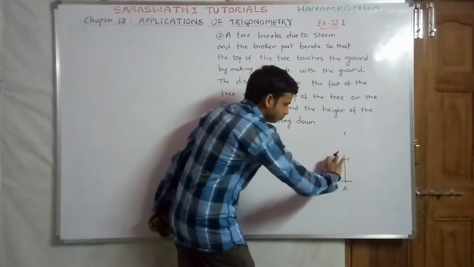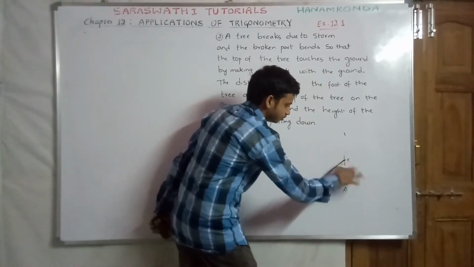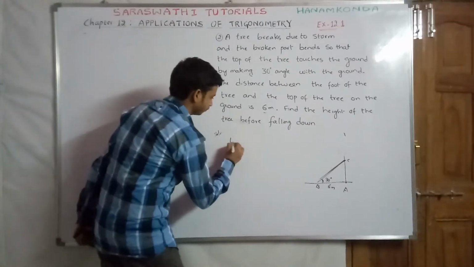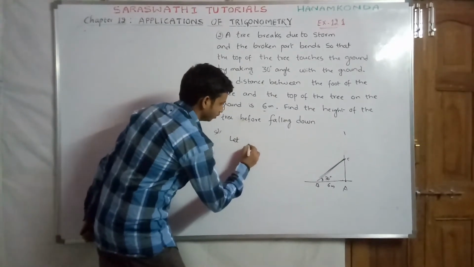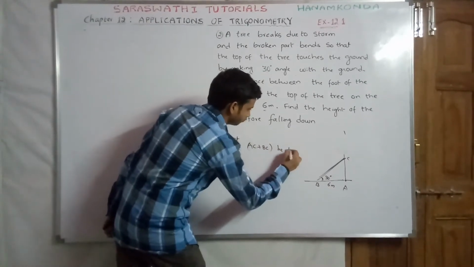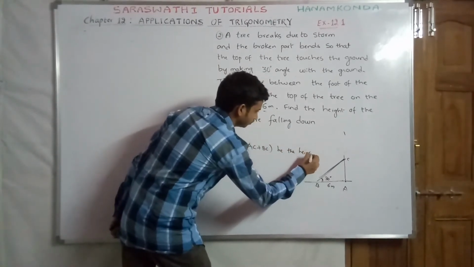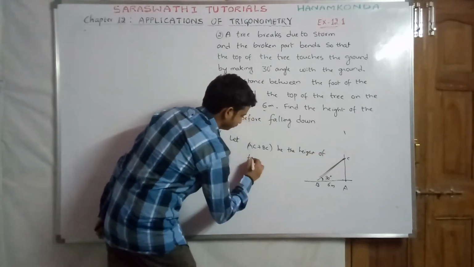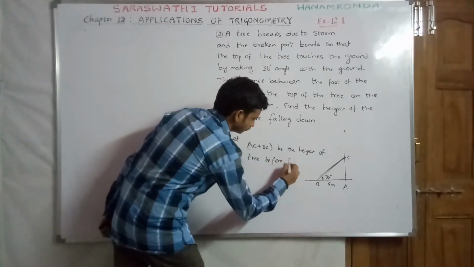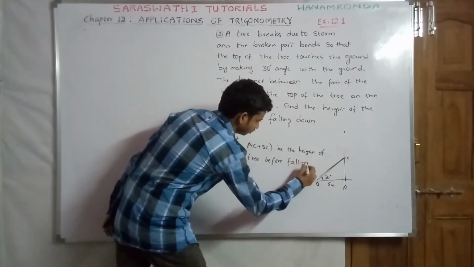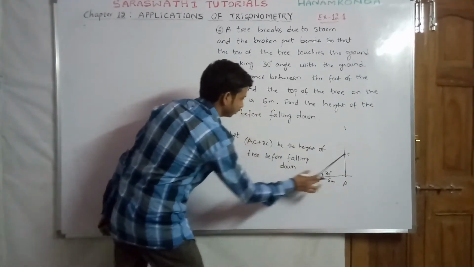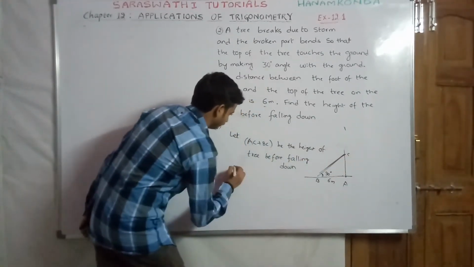That means AC plus BC. We have to find AC plus BC. So AC plus BC is the height of the tree before falling down. So let us suppose AC plus BC is the height of the tree before falling down.